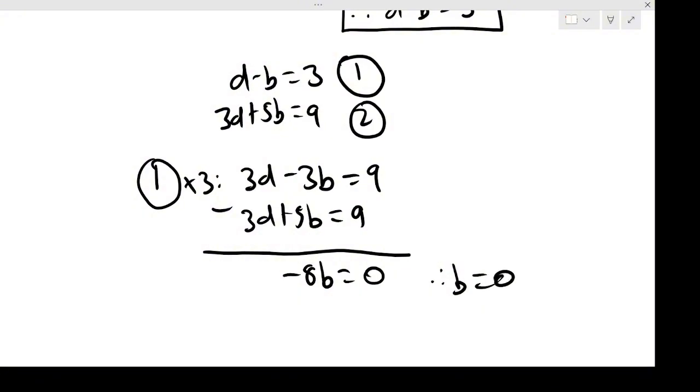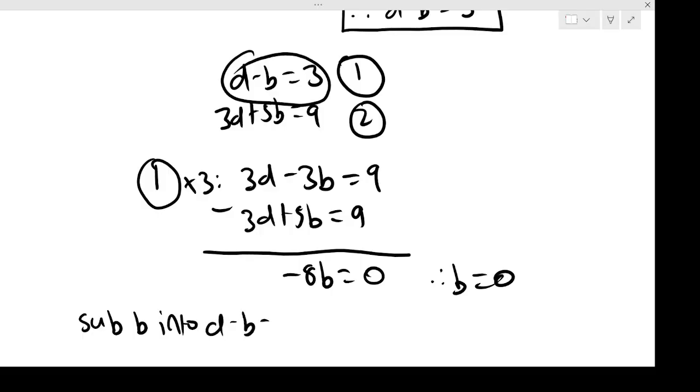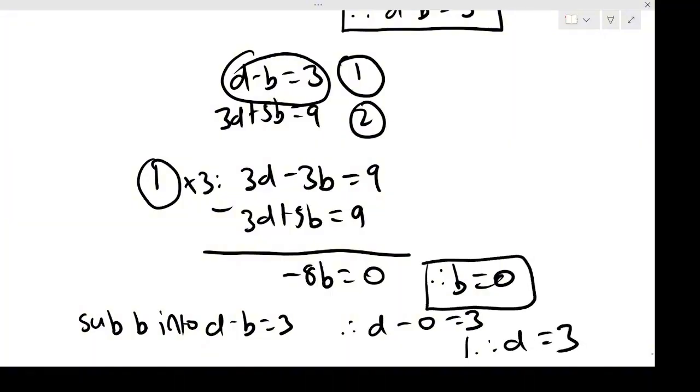Okay, so hopefully happy with that. So then to find D, I'm going to sub B back into one of the equations. Let's say I sub it into the first one here. Therefore, D take away 0 is 3. Therefore, D is 3. So those are my missing coefficients, right? And there we are. I'm done.